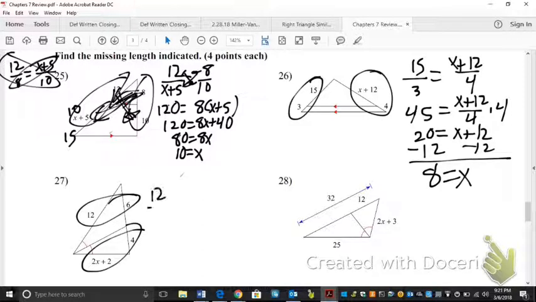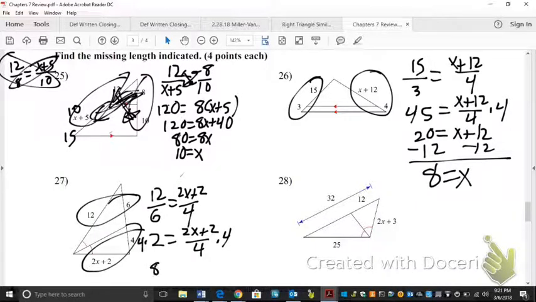27, same general idea. And again, I could go 12 over 2x plus 2 equals 6 over 4. Get the same answer. So 12 over 6 here divides to 2. So I have 2 equals 2x plus 2 over 4. Multiply 4 by both sides, and I get 8 equals 2x plus 2. Subtract 2 from both sides, I have 6 equals 2x. Divide by 2, I get x equals 3.